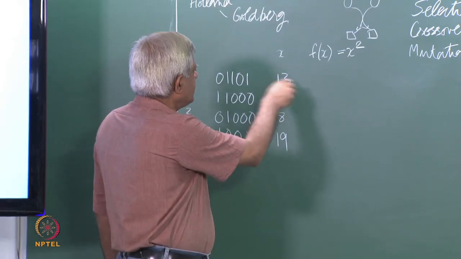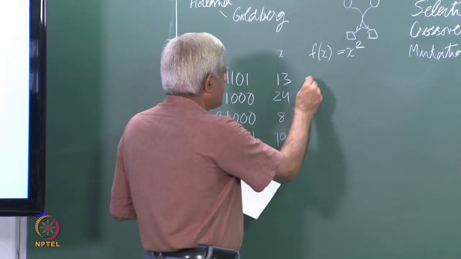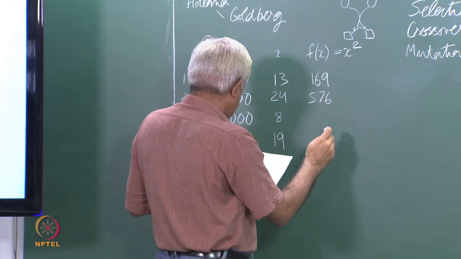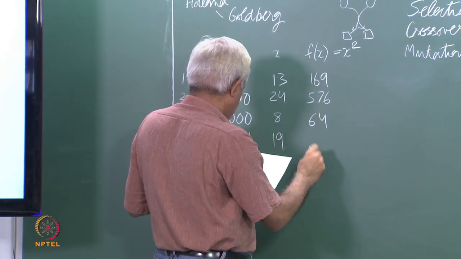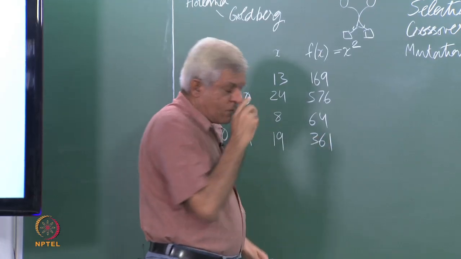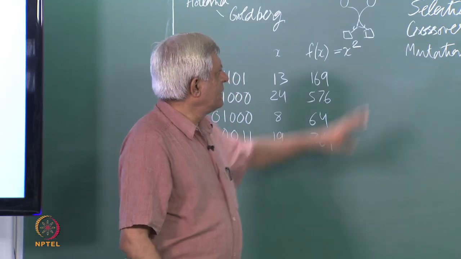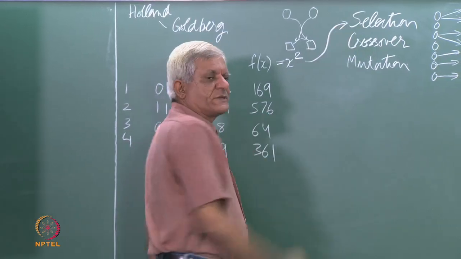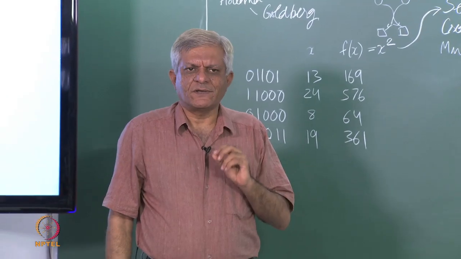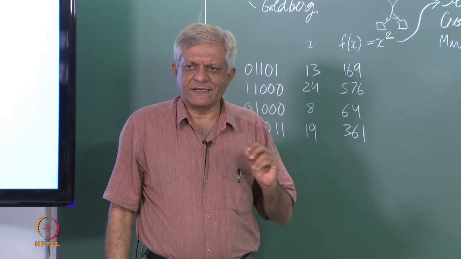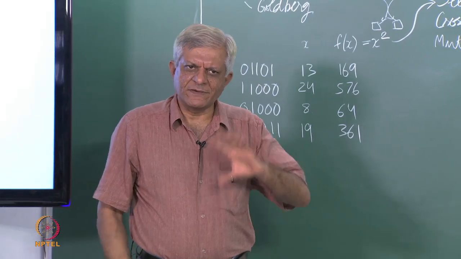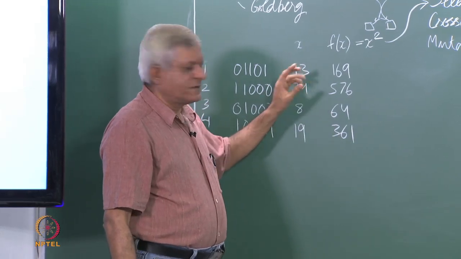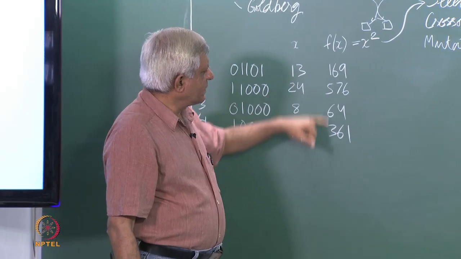So, if you were to evaluate these 4 candidates, the values that we will get are 169, 576, 64, 361. Now, what is the role of fitness in our algorithm? Our fitness influences the selection process. The chances of a candidate reproducing itself are proportional to fitness. So, in our roulette wheel, we will have these 4 sectors with areas proportional to these numbers essentially.